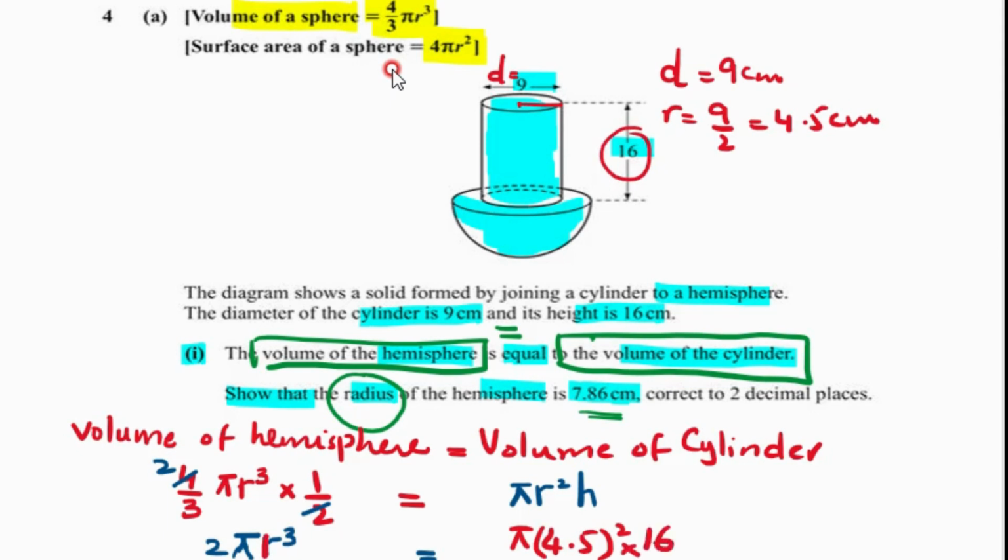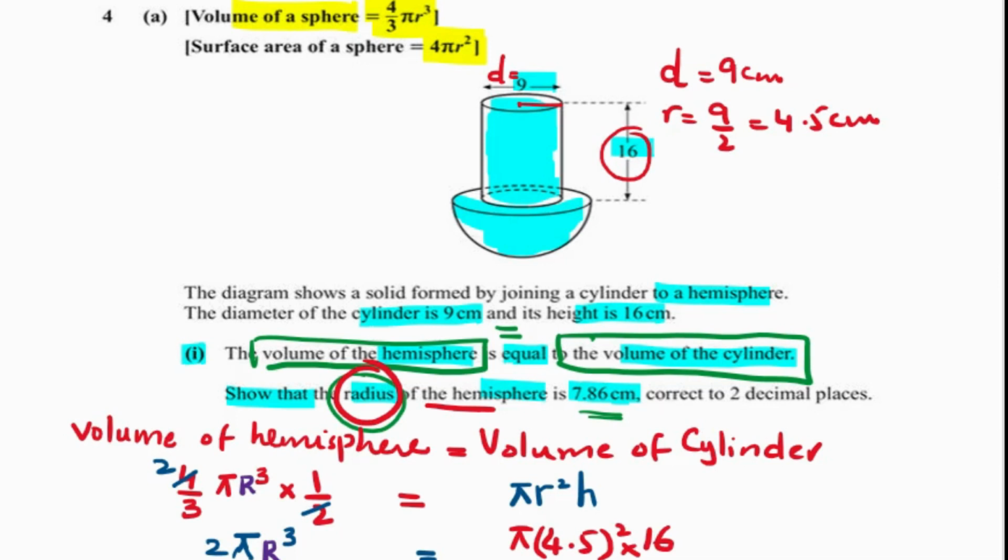And what about the radius of the hemisphere? The hemisphere's radius is what? This is what we have to calculate, because in the question statement they are also asking us to calculate the radius of the hemisphere. So I will replace this r with capital R, just to differentiate it. Got it?